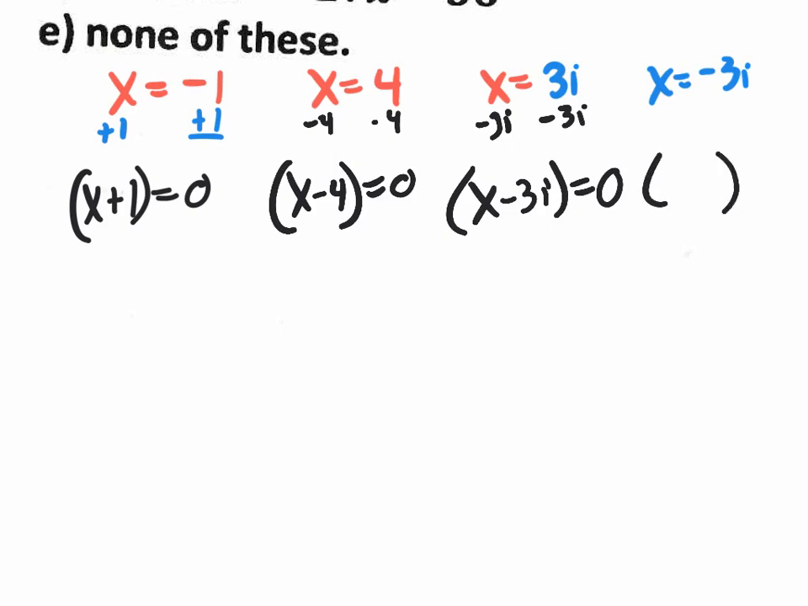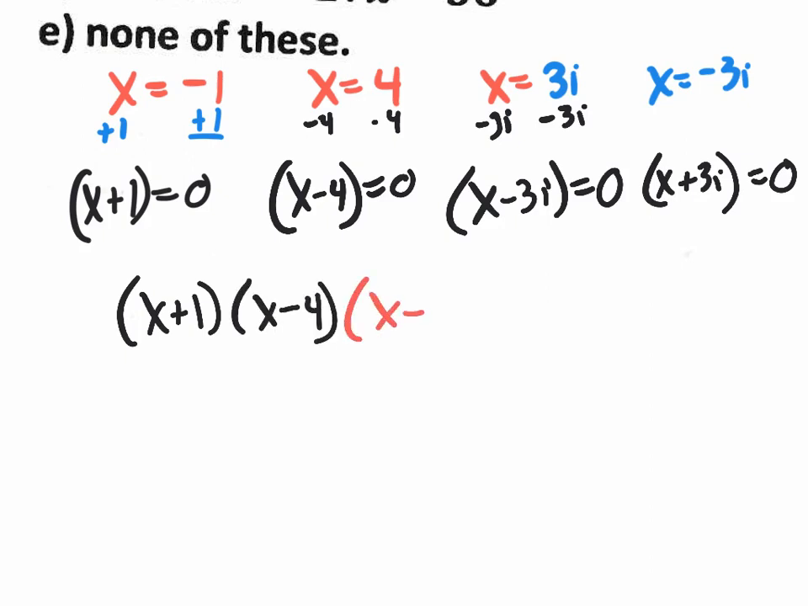Which means that this guy over here will be what? X plus 3i. When you set that equal to 0 and you solve it, you get x equals -3i. So with the zero product property, you usually split it and set them each equal to 0 to solve. But since we're working backwards, we're going to put them all together. We're going to put the x plus 1 times x minus 4 times the x minus 3i times the x plus 3i. Now, I purposely put the complex binomials in red and the regular ones in black.